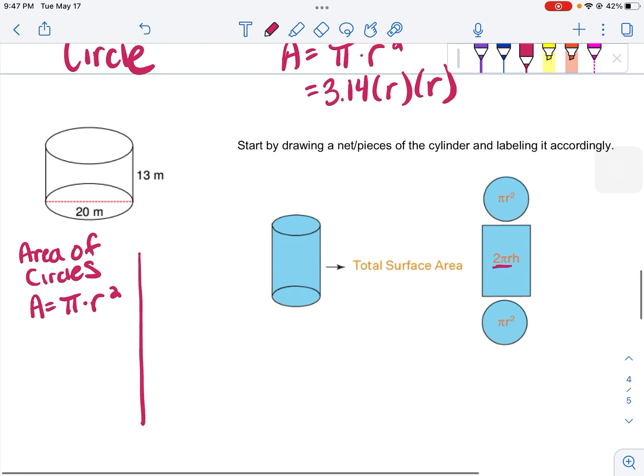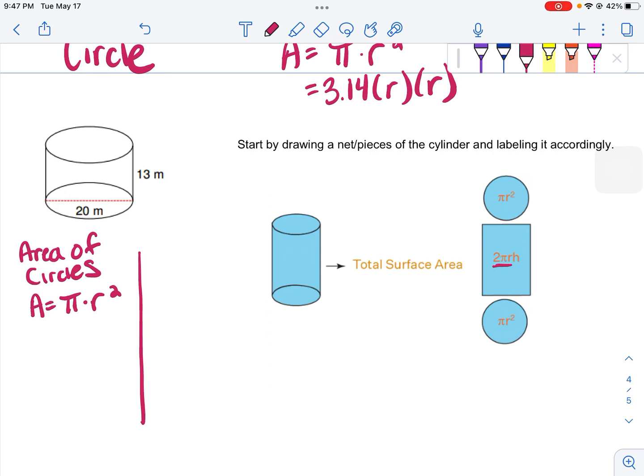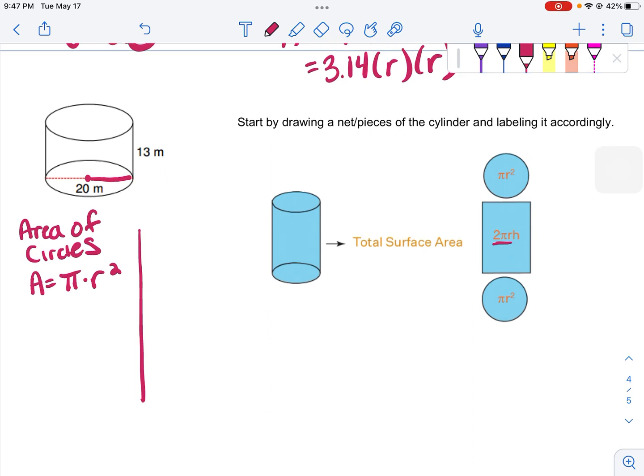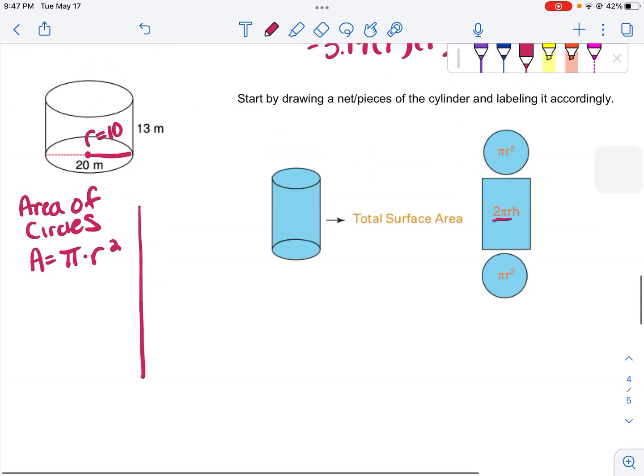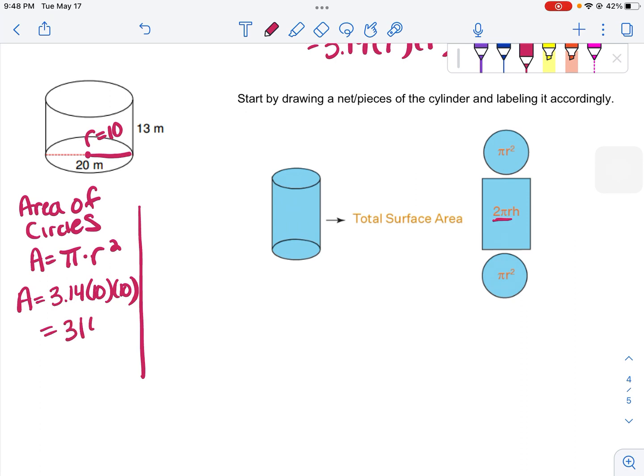And what is my radius in this diagram? Radius is half of the length of the diameter. So in this diagram, I give you the diameter of 20, which means the radius would be 10 meters. So the area of the circles is going to be 3.14 times 10 times 10, which is going to give me 314, and it would be meters squared. And then we have to remember that there are two circles. So that's the area of just one circle.